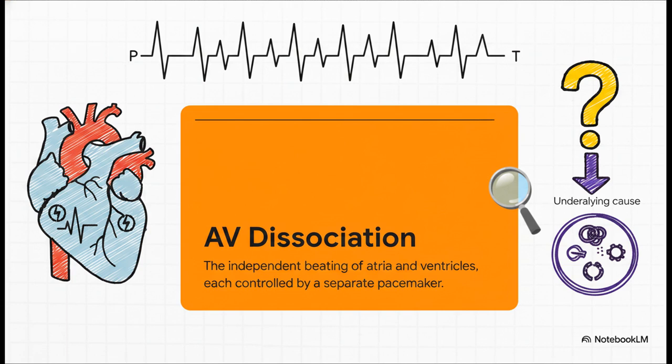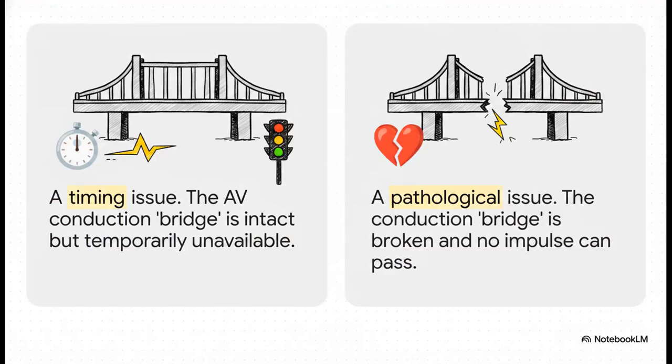The really critical diagnostic information isn't just in observing the dissociation, but in figuring out why it's happening. What is the underlying cause? And this right here is the crucial distinction to make. AV dissociation without a block is purely a physiological timing issue. The conduction bridge is perfectly intact, but an impulse happens to arrive when the system is refractory and can't respond. Complete or third-degree AV block, on the other hand, is a pathological problem. The bridge is structurally broken. No impulse is getting through, no matter what the timing is.